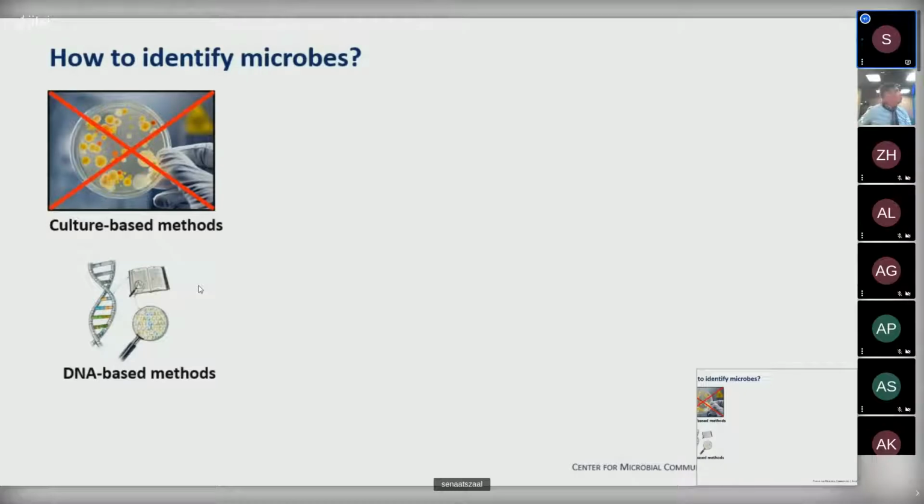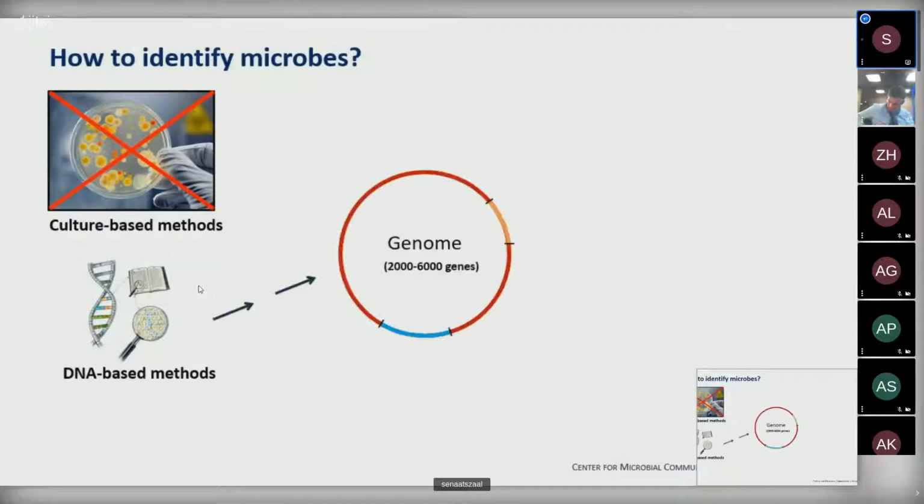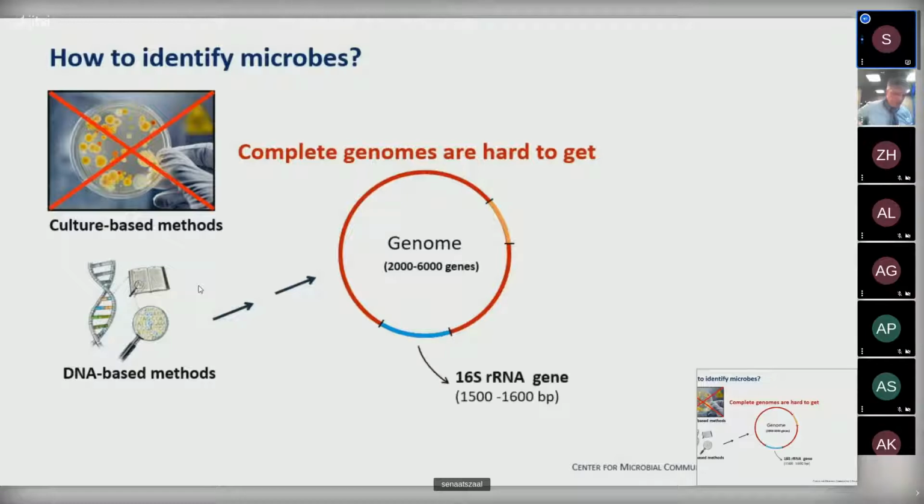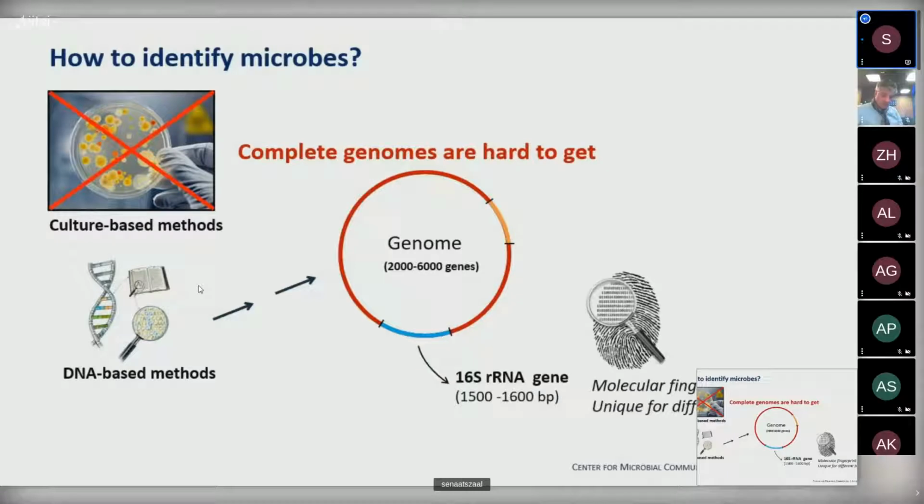And the idea with DNA-based methods is simply that we want to collect genome information from these different organisms. Unfortunately, getting these complete genomes is very hard. So instead we use marker genes. And one really nice marker gene is the 16S rRNA gene. The good thing about this gene is it acts as a molecular fingerprint for different bacteria. You can actually tell bacteria apart by this single gene. And the more related the bacteria are in terms of evolution, the more similar are these fingerprints.